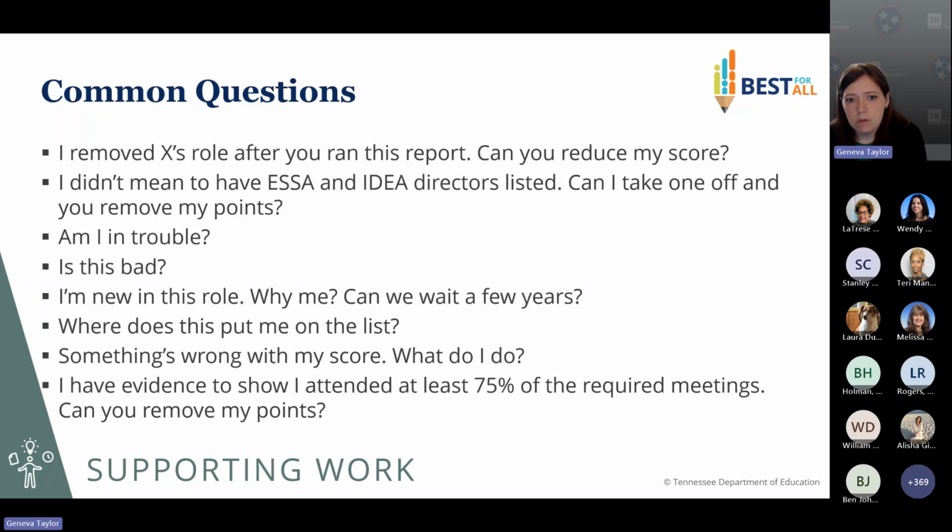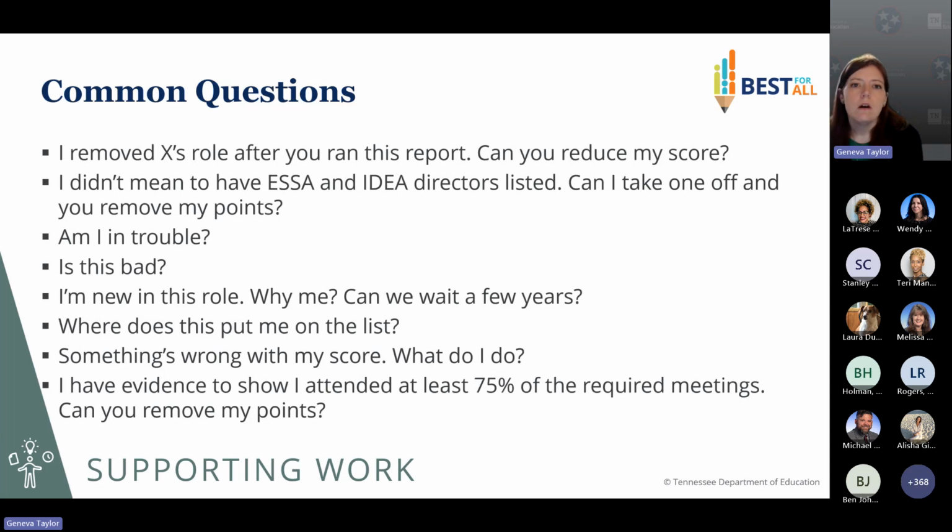So no, we will not reduce scores for removing roles after we ran our risk analysis. I didn't mean to have ESSA and IDA directors listed, or the same person in both of these roles. Can I take one off and you remove my points? No, because at the time, the same person could click the buttons both for ESSA director and IDA director within ePlan. And because you have that ability, there is just an additional risk of taking on that additional role there.